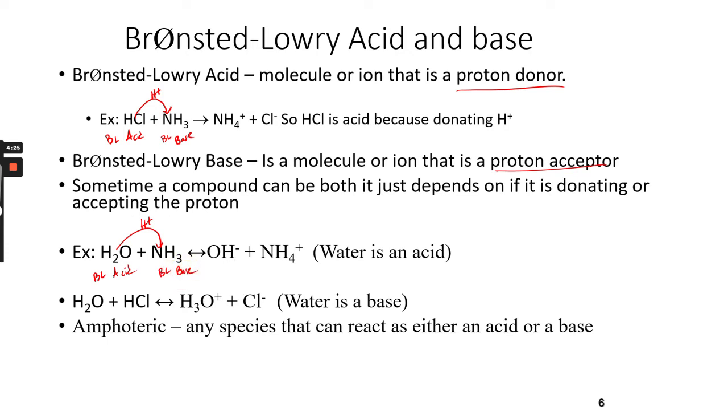What if I now have water reacting with HCl? The water has to become H3O+, so it had to accept a proton. So now it's a Bronsted-Lowry base, and HCl is a Bronsted-Lowry acid. When you have a substance that can be either an acid or a base, it's called amphoteric. It really depends on what it's reacting with. If water is reacting with an acid, it will be the base. If water is reacting with a base, it will be the acid.